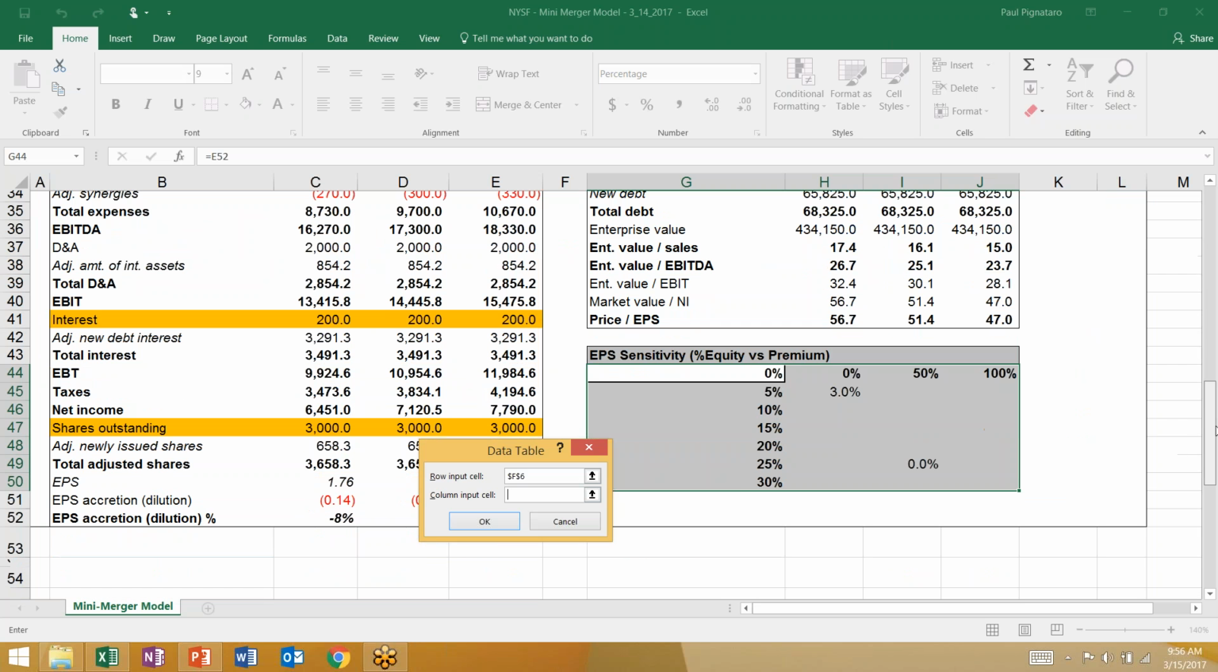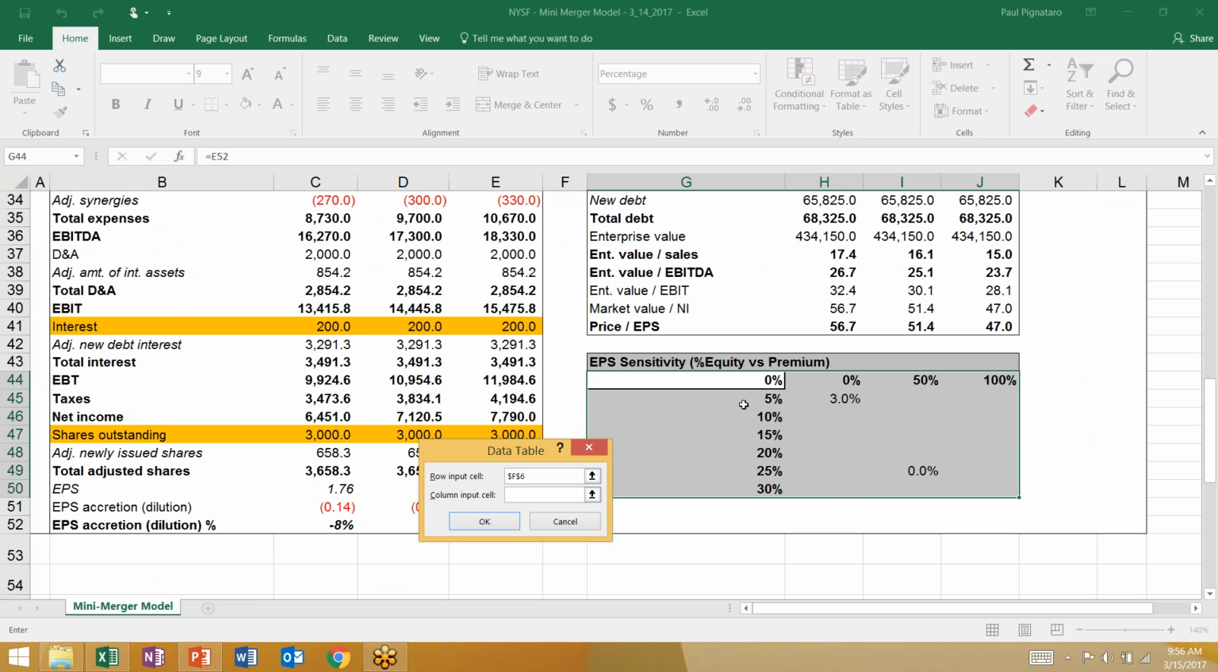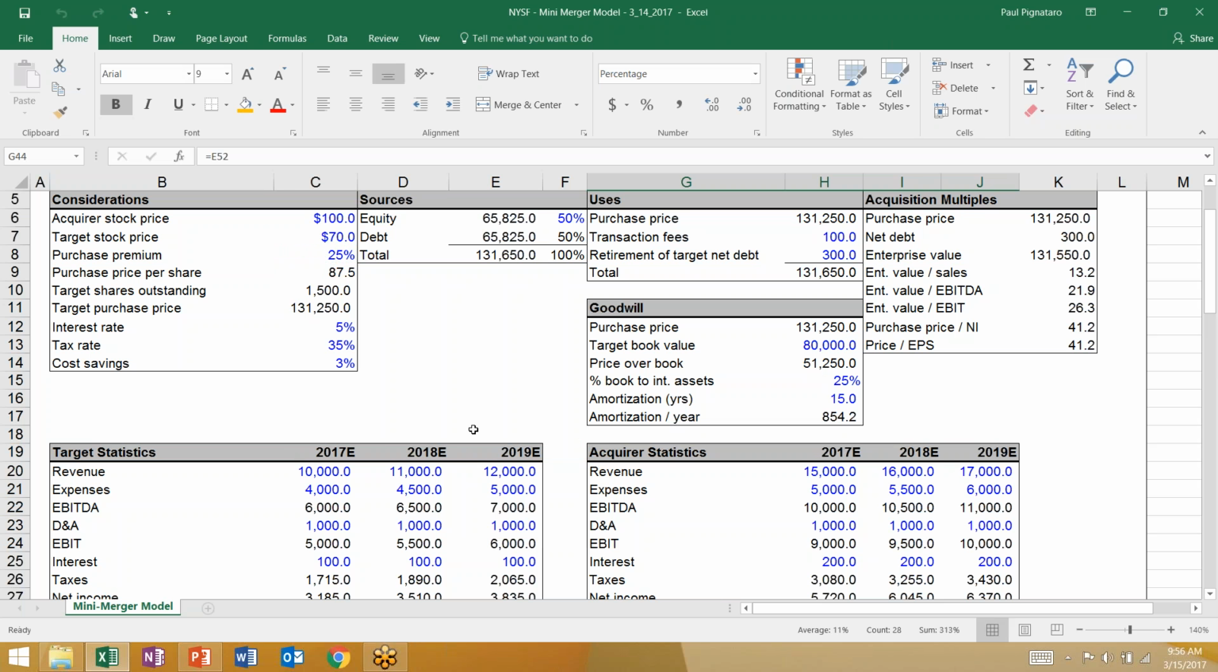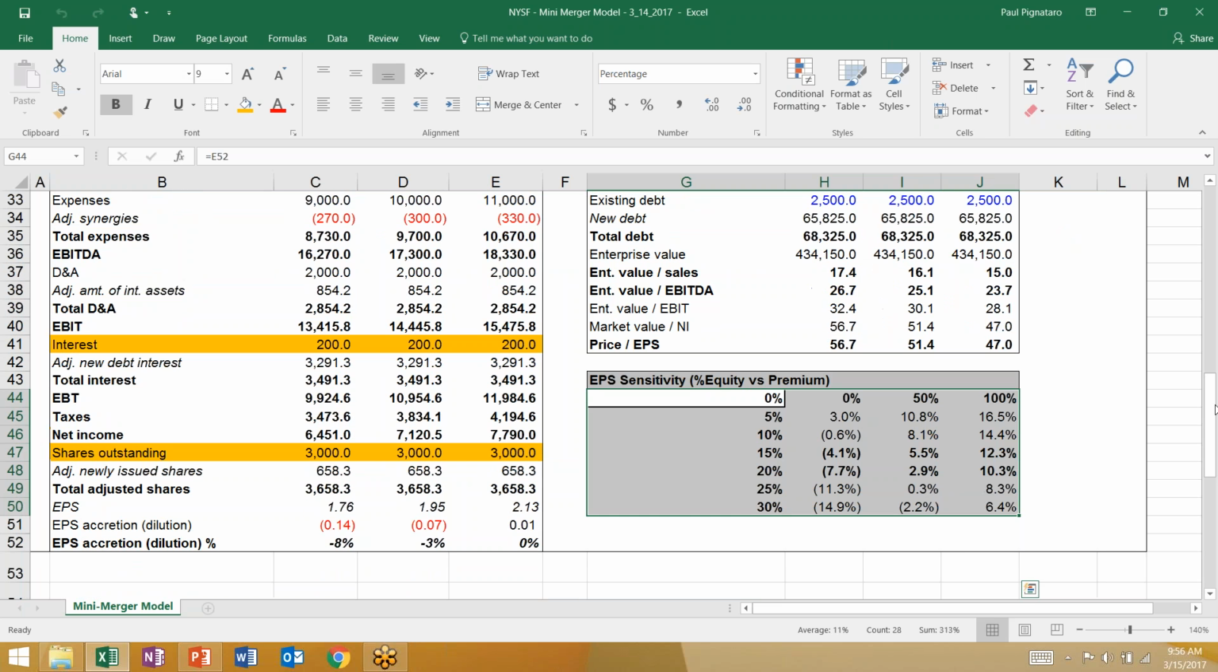Next, the column input cell. It sees 5, 10, 15, 20, 25, 30. Where does it go in the model to vary that output? That's the percent premium. And if you've done everything right, if your model's built right, if you hit OK, this is what you'll get.